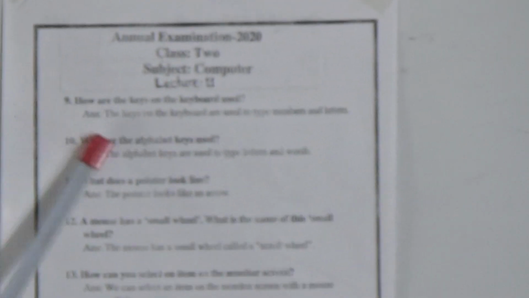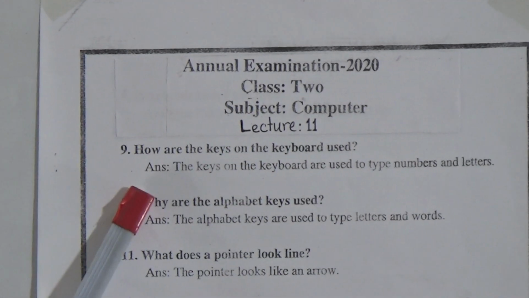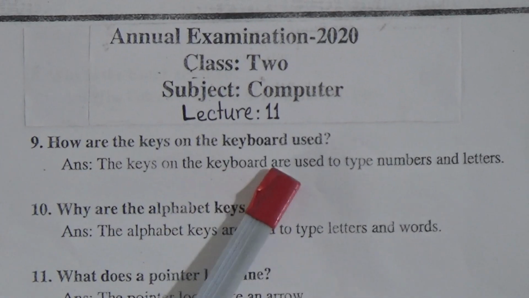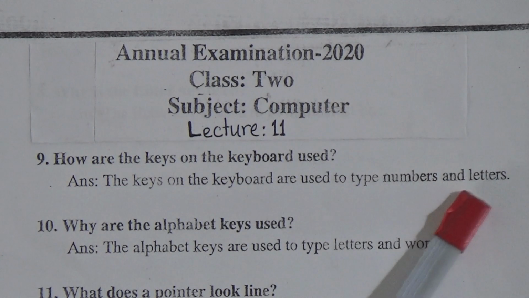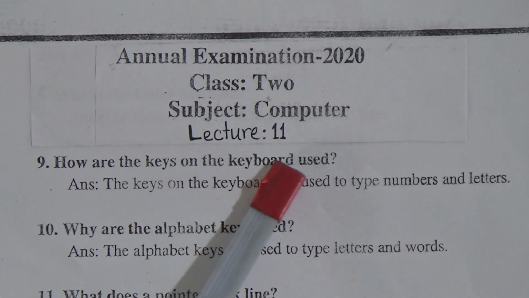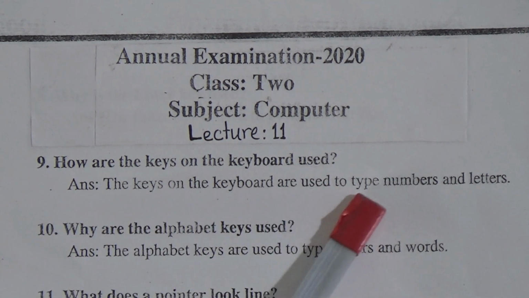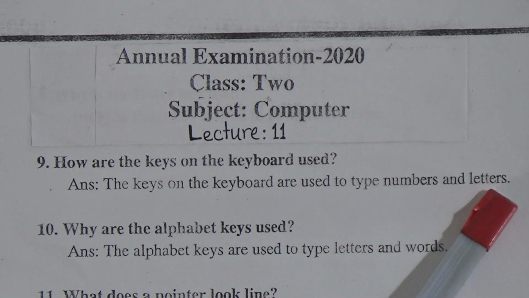Number 9. How are the keys on the keyboard used? And the answer is, the keys on the keyboard are used to type numbers and letters. I repeat, how are the keys on the keyboard used? And the answer is, the keys on the keyboard are used to type numbers and letters.